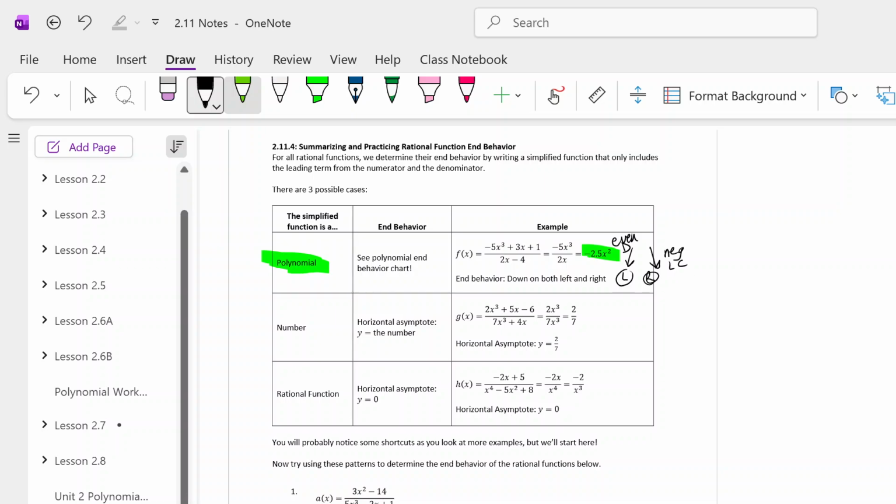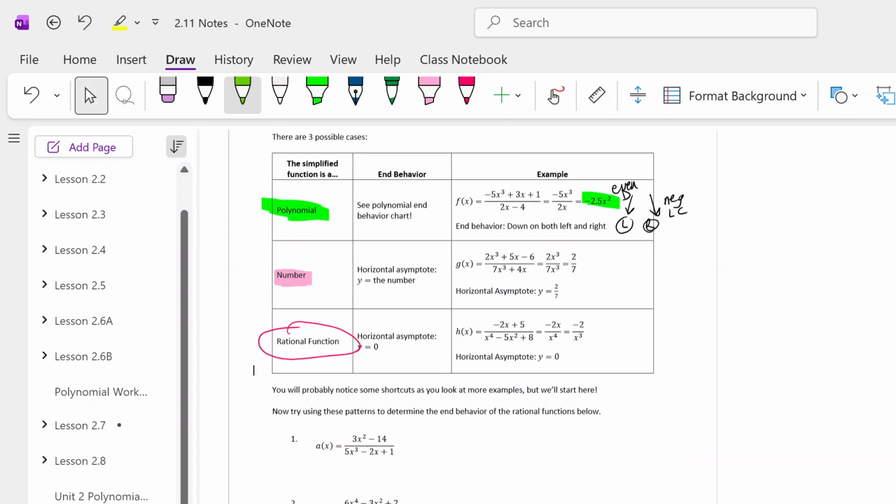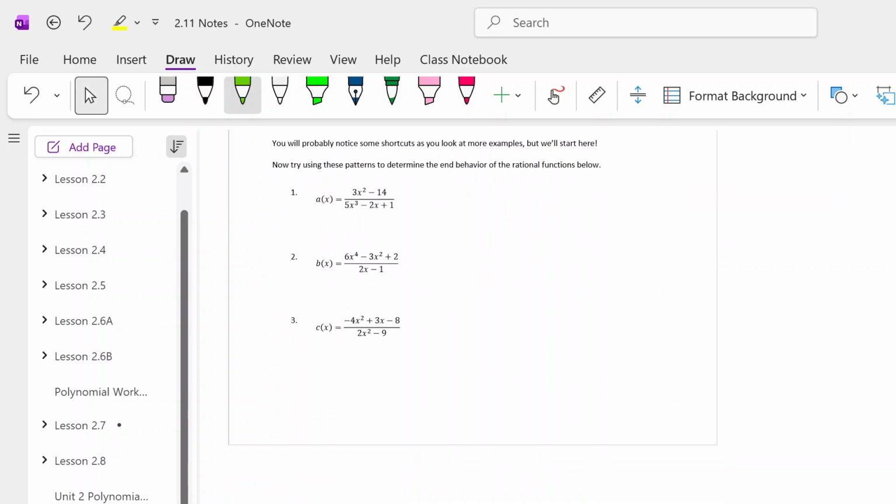In the second case, you could get a number, where then you will just have a constant and therefore a horizontal asymptote at that number. And then lastly, we said you could be left with a rational function where you have a variable left over in your denominator, but as you start to plug in big numbers for x, that fraction is going to become smaller and smaller until you essentially just get to 0. So let's try to apply this here with a couple examples.